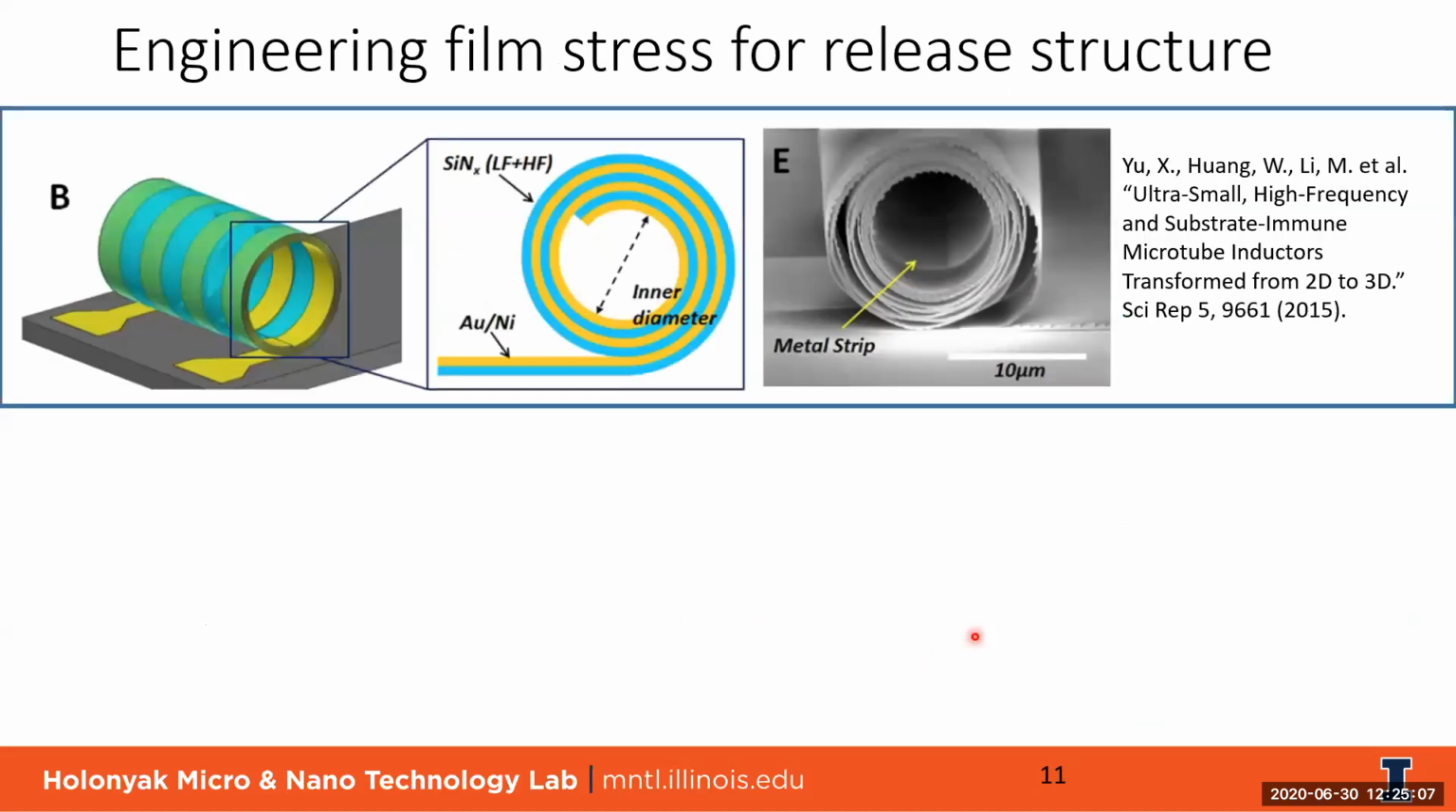However, we have many different research groups at HMNTL that also take advantage of the film stress. For example, Professor Suling Lee's group is well known for creating roll-up silicon nitride tubes using high frequency and low frequency PECVD nitride. By engineering the stress, they can control how the tube gets rolled up on a release structure and create an inductor.